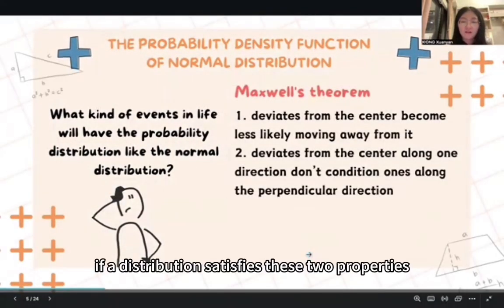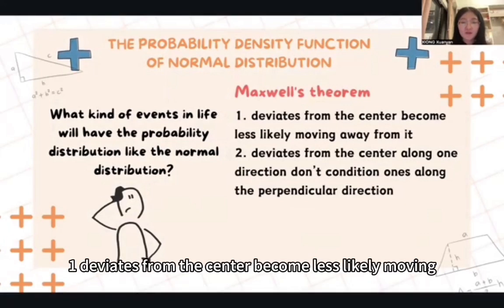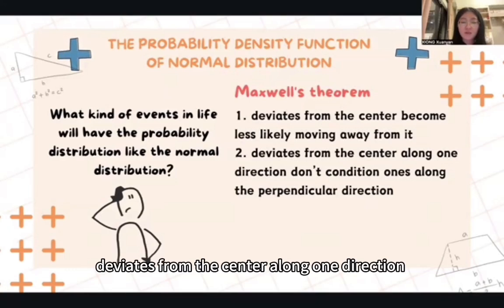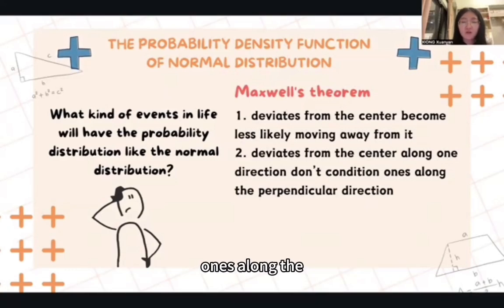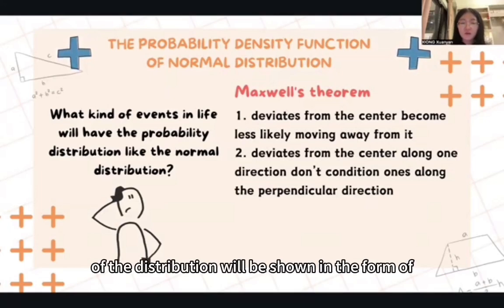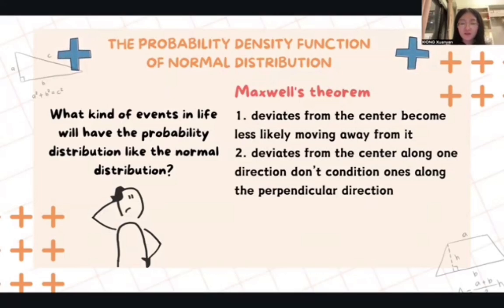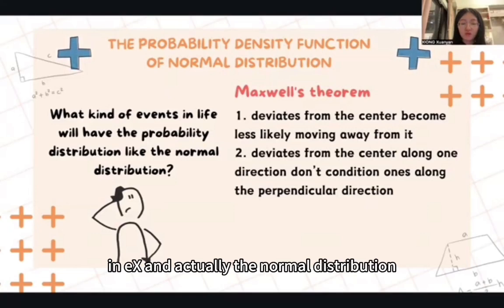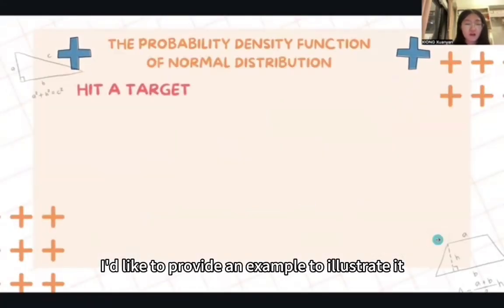This means that if a distribution satisfies these two properties: 1. Leaves from the center become less likely moving away from it. 2. Leaves from the center along one direction don't condition ones along the perpendicular direction. The probability distribution will be shown in the form of e to the minus x squared, and it is actually the normal distribution. I'd like to provide an example to illustrate it.